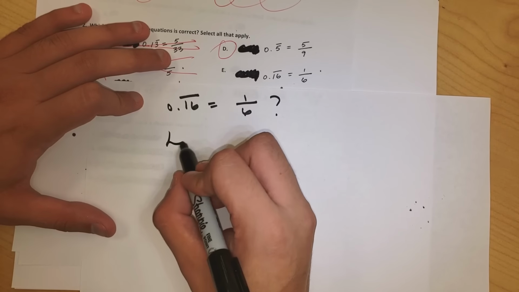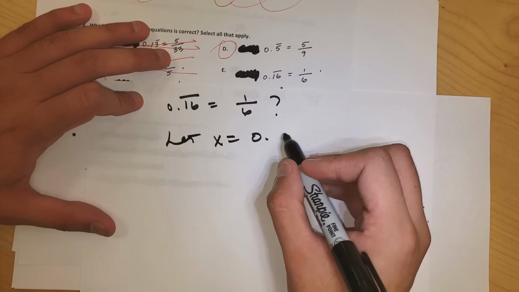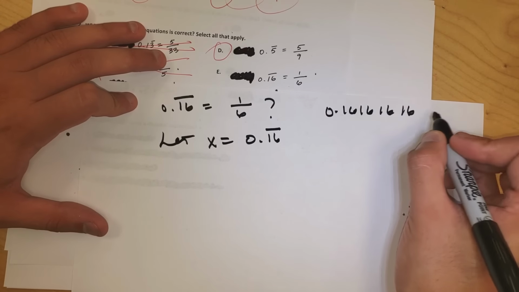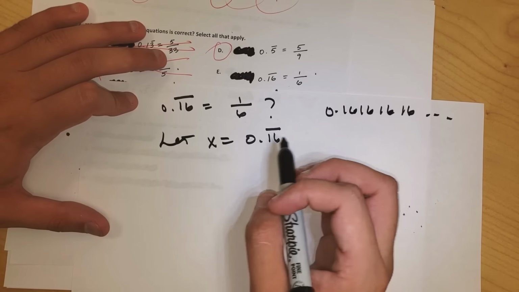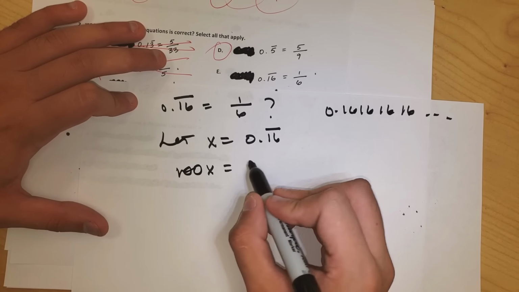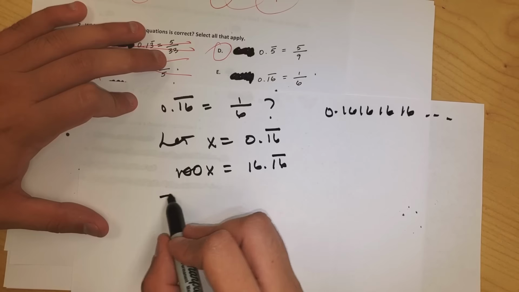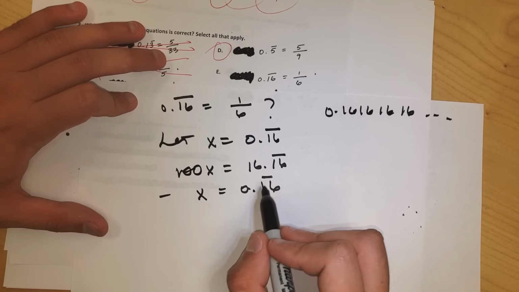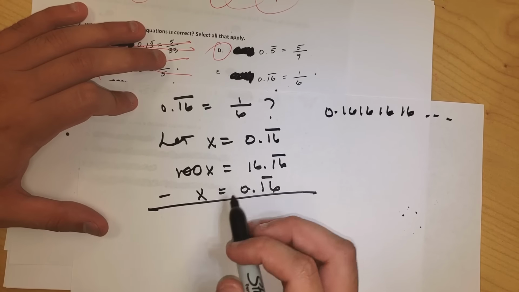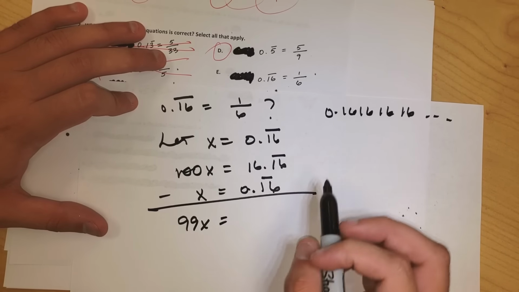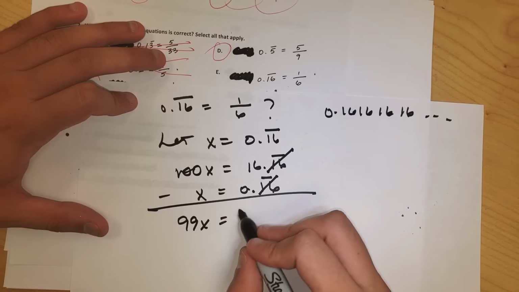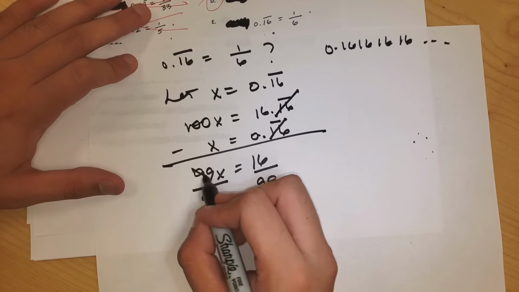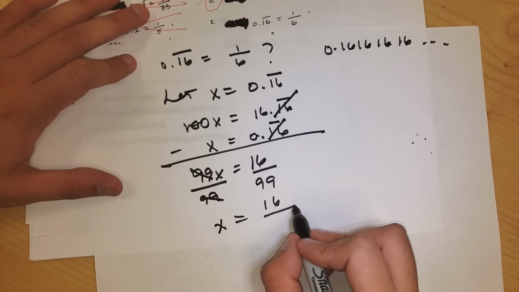So let's see. Let x equal 0.16 repeating, which looks like this, 0.161616, right? We'll multiply both sides by 100. We'll get 100x equals 16.16 repeating. Subtract off the original equation. And then 100x minus 1x, 99x, equals, the 16 repeatings will cancel. You'll get 16 divided by 99. All right, 99s will cancel. You'll get x equals 16 over 99.